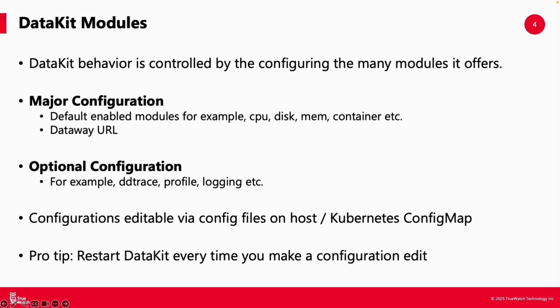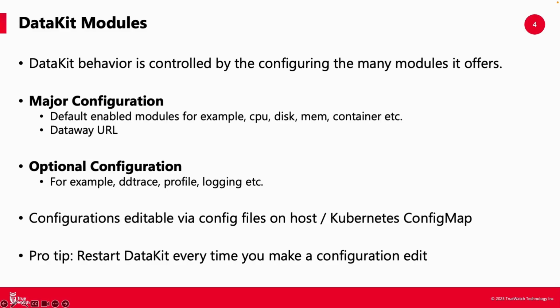DataKit's behavior is controlled by its many modules, which can be configured in two categories: major and optional. Major configuration includes the core modules that are enabled by default. For example, things like CPU, disk, mem, and container. These collect essential system metrics right out of the box. Another key setting here is the dataway URL, which tells DataKit where to send collected data.